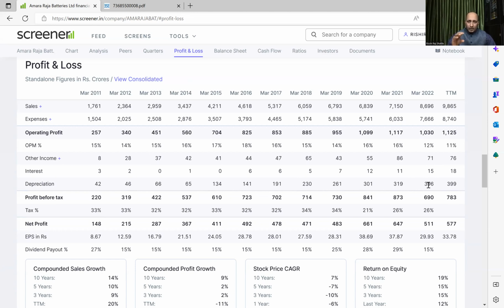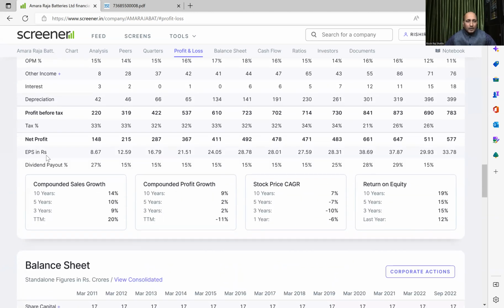So how much is this? So this figure is given here. So now profit before tax is 690. Tax percentage they have given, and net profit after deducting from this operating profit, they deducted this tax, and then net profit is coming. Of course, they will also deduct interest and depreciation, and then you will get the final figure of 511.